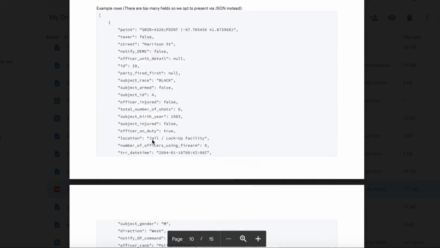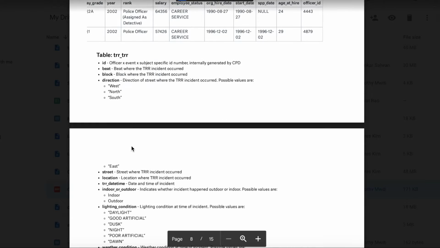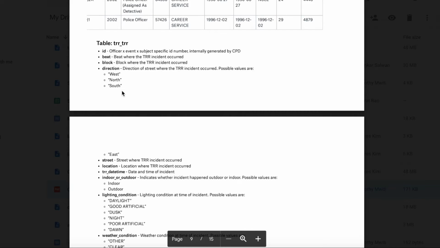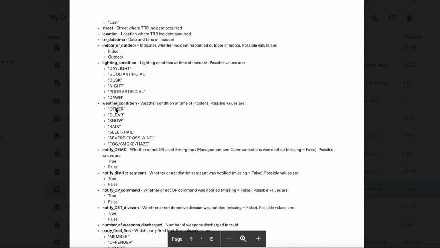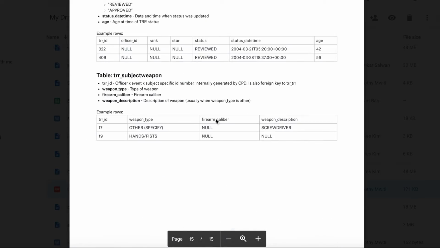So in this particular instance, we have the TRR, which stands for Tactical Response Report, which actually documents the report made by the citizen against a police officer when the case of brutality occurred. So where it occurred, what kind of brutality occurred, what the conditions were, etc. And of course, we have many more details in this exact table.